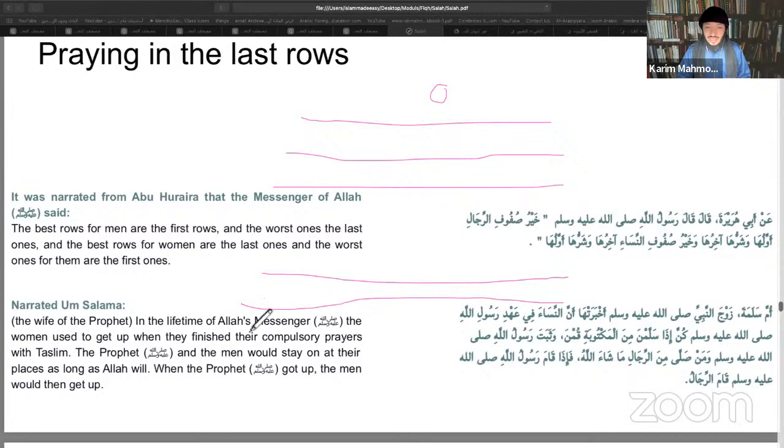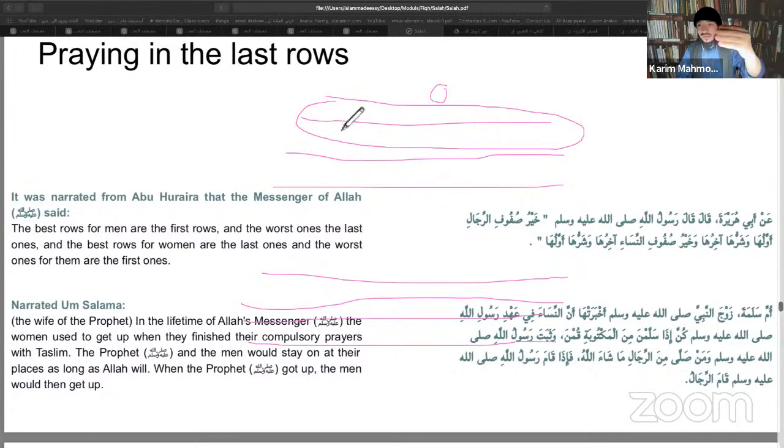And we said the 1 second. And the best rows for women are the last row. So this row right here is the best row, right? The more in the front, the better it is for men, and the ones in the back are the worst. For the women, the rows start from the back, not from the front like a lot of women do. These are the best rows, and the more towards the back, the better the row is. The more towards the men, the worse the row is. You understand? These are the worst rows right here.